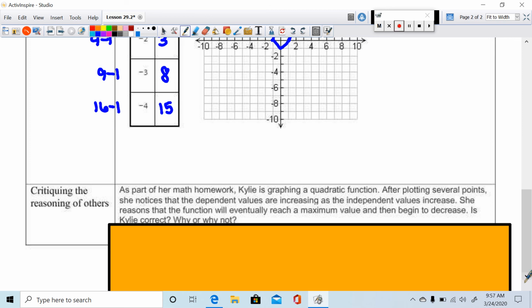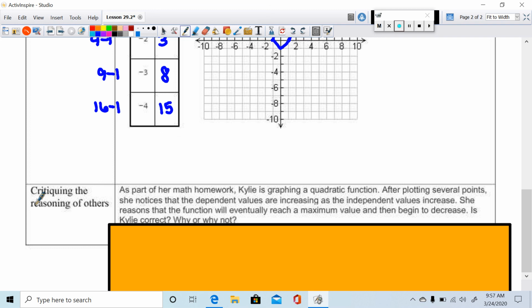Okay, the next one. As a part of her math homework, Kylie is graphing a quadratic function. After plotting several points, she notices that the dependent values are increasing as the independent value increases. She reasons that the function will eventually reach a maximum value and then begin to decrease. Is she correct? Why or why not?